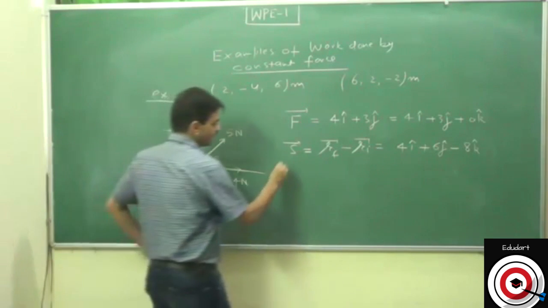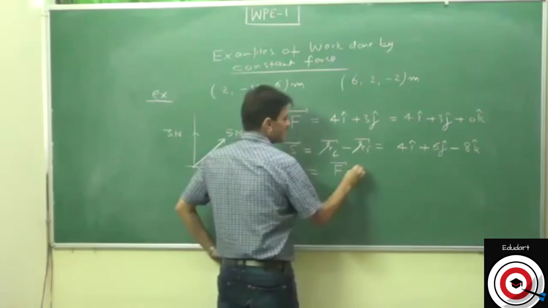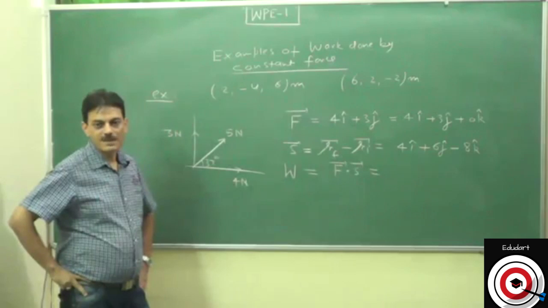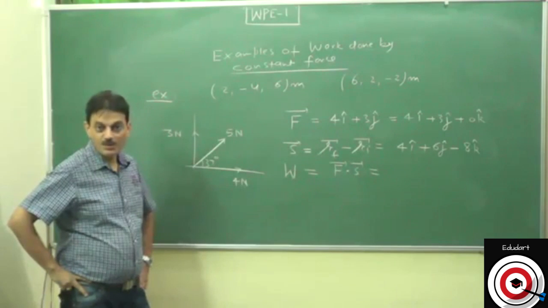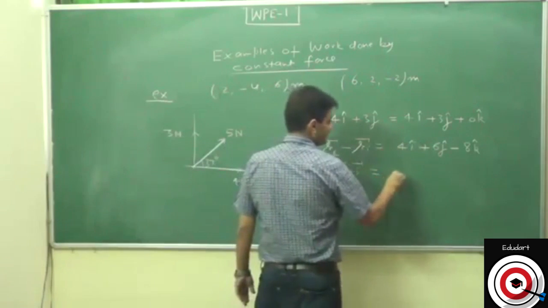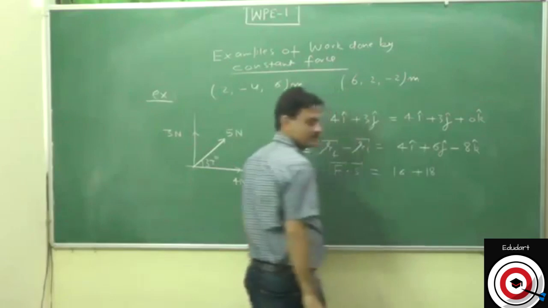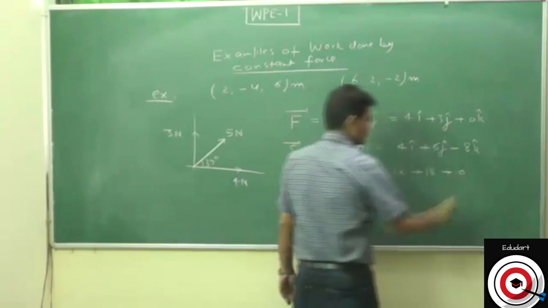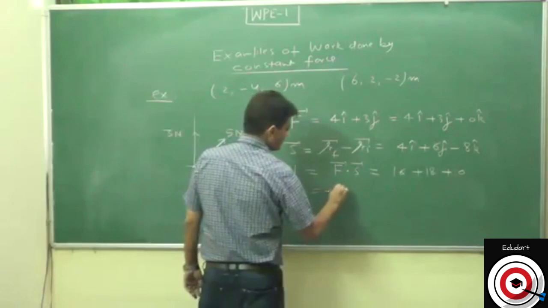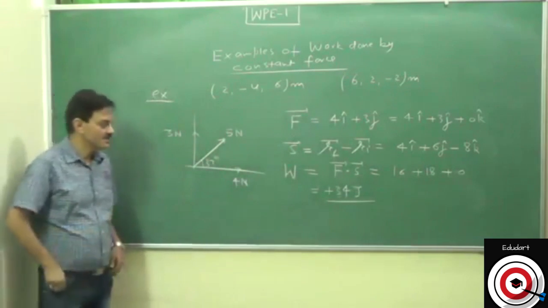Now what is the work done? Work done is dot product of these two vectors, F dot S. And what is done in dot product? Coefficients are multiplied and added. Okay, so it is 16 plus 18 plus 0. So work done comes out to be plus 34 joule.